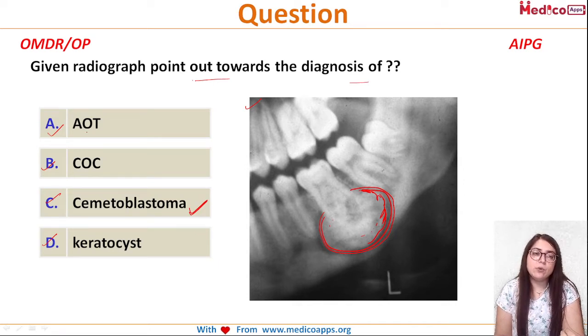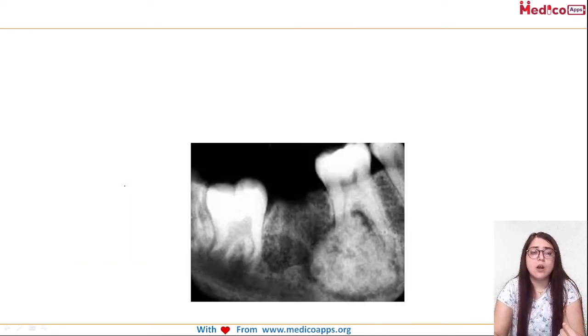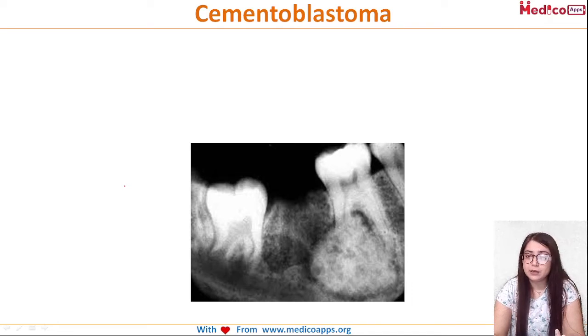Now, why are we ruling out AOT? AOT is generally common in the upper anterior teeth. Basically, it is associated with the canines. So we are ruling out AOT because of the location. Then COC and keratocyst, they could be considered as differentials, but they are not the exact diagnosis for such a case.